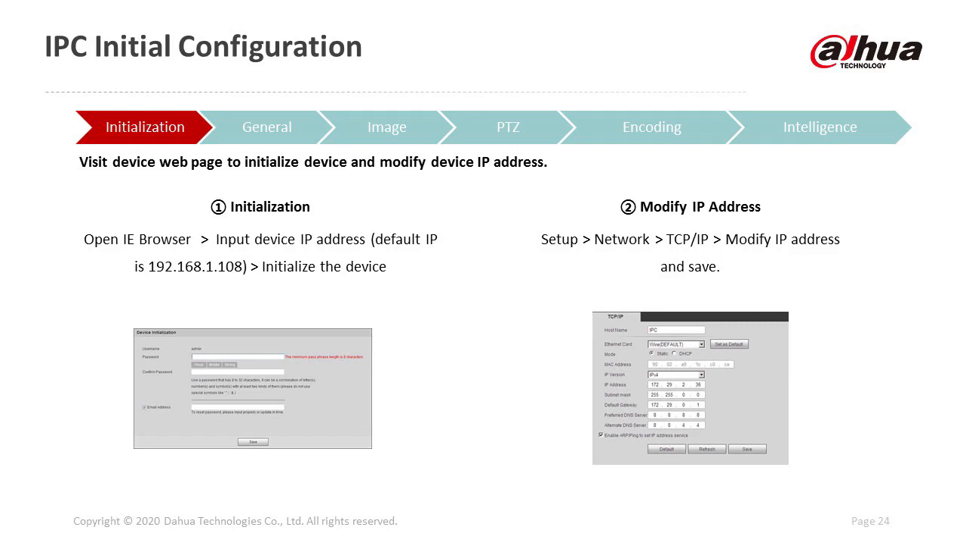Open the internet browser and input the device IP address. Then the interface goes to the initialization interface. Follow the initialization guide to initialize the device. To modify the IP address, go to the interface Setup, Network, TCP/IP, modify the IP address and save.